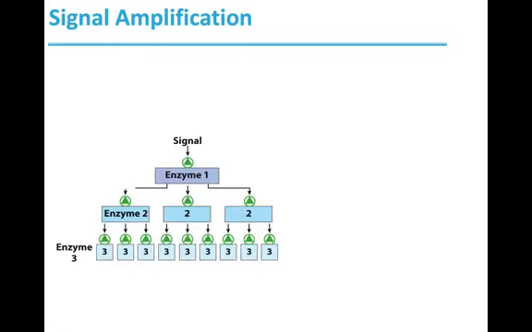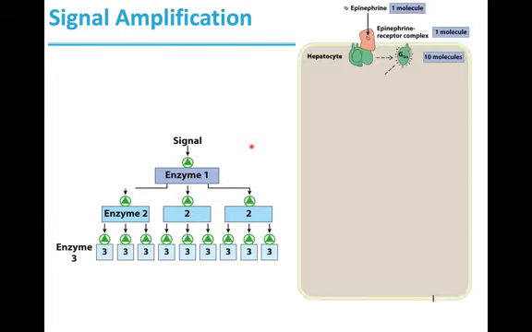The epinephrine cascade results in signal amplification. This means that a signal can be amplified into various signals. For example, one signal activates enzyme 1 in this case. Enzyme 1 further activates 3 molecules of enzyme 2. A molecule of enzyme 2 further activates 3 molecules of enzyme 3, and so on. And so this amplification is a characteristic property of the epinephrine cascade.